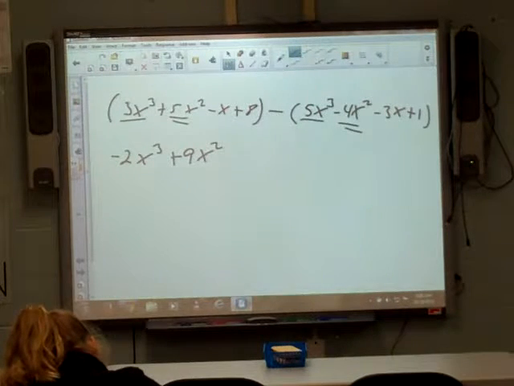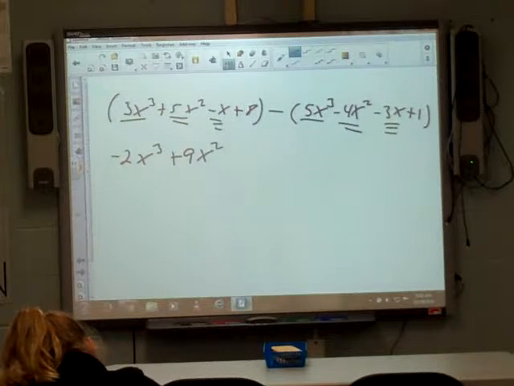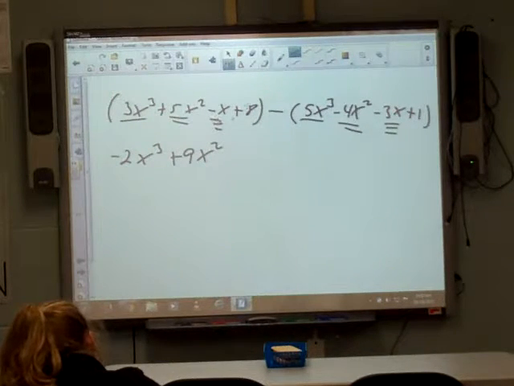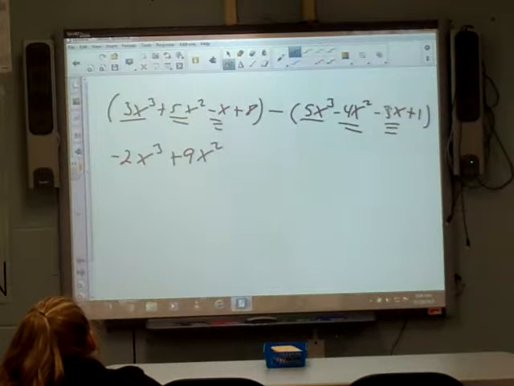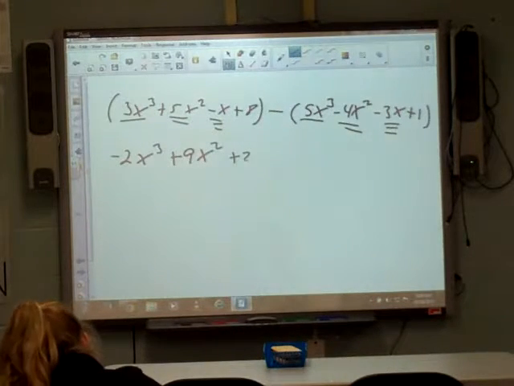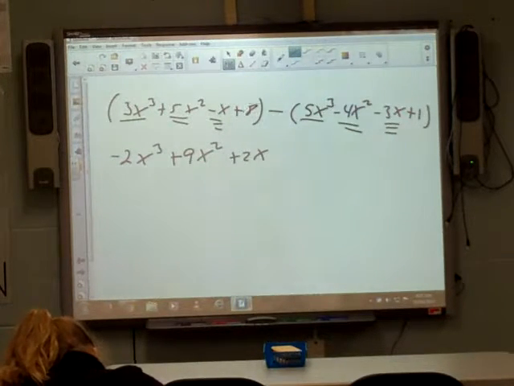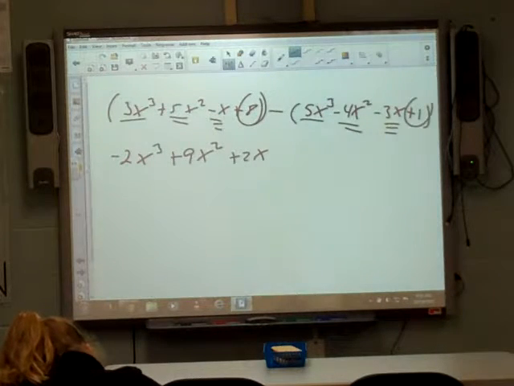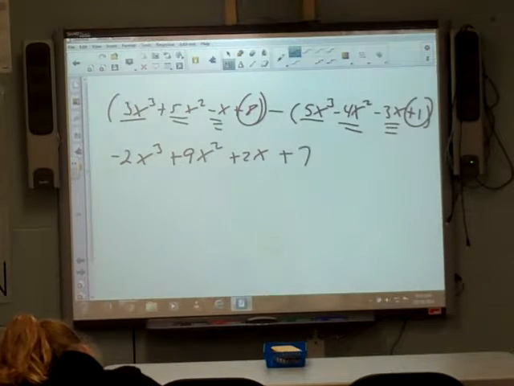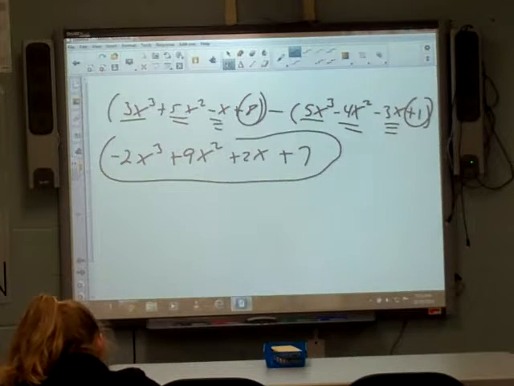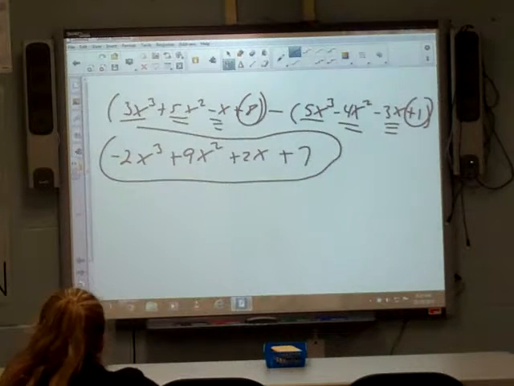Okay? Negative x minus negative 3x. So what's negative 1 minus negative 3? Positive 2x. Good. And then on my constant, I've just got 8 minus 1. Just 7, that's it. Got rocking and rolling on some adding and subtracting.